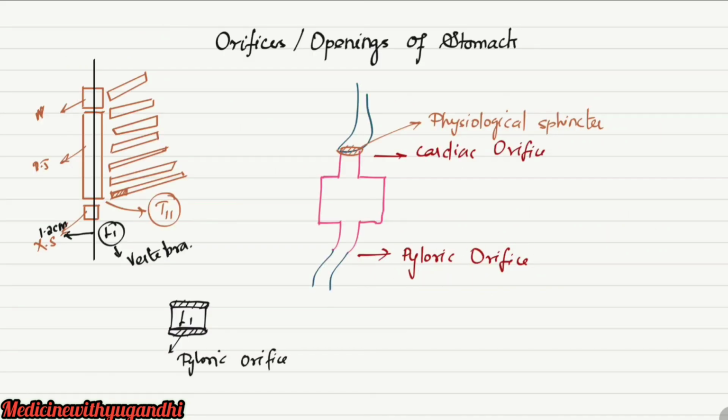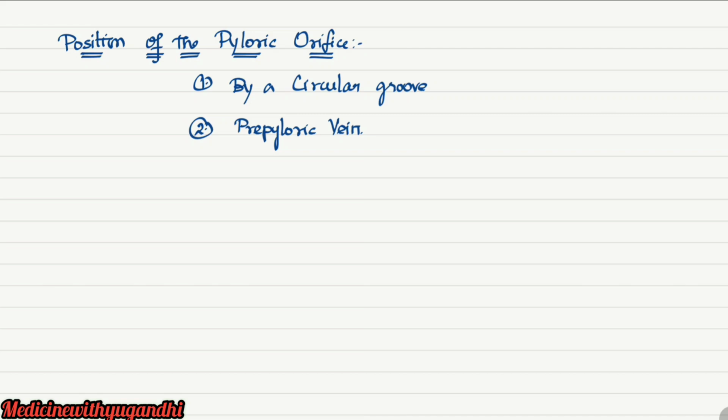So this pyloric orifice is also guarded by a sphincter called the pyloric sphincter. And this pyloric orifice is indicated on the surface of the stomach by two structures. One is the circular groove, which is produced due to the underlying pyloric sphincter. And the other structure is the prepyloric vein. So once again I am mentioning, it is indicated by two structures. One is the circular groove, which is produced due to the pyloric sphincter, and the other one is the prepyloric vein.